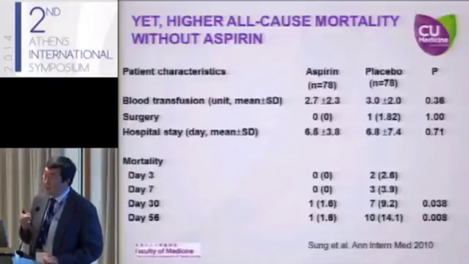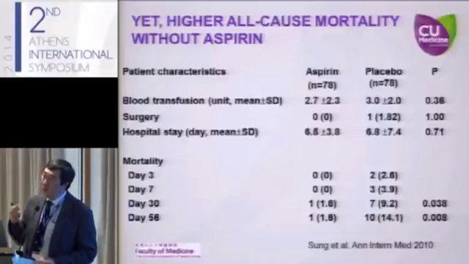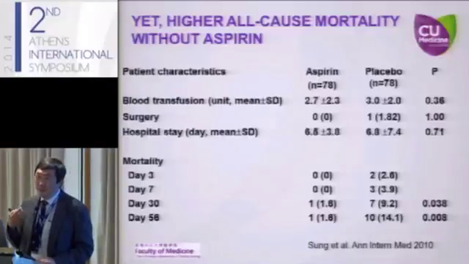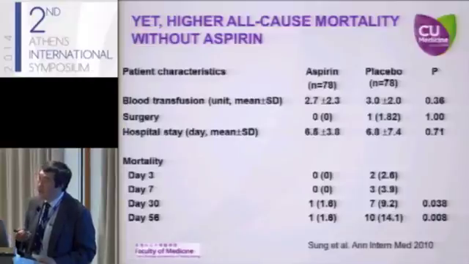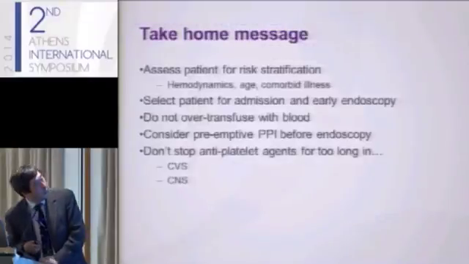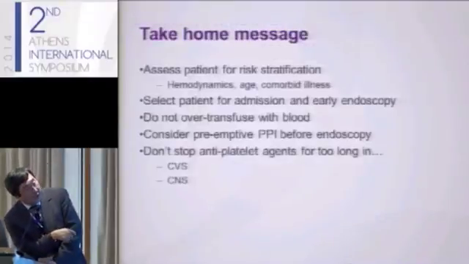So I think the message of this study is that we should see the patient as a whole. Gastroenterologists tend to focus too much on the bleeding, whether it is under control. So the bleeding is controlled, but the patient dies of cardiovascular disease. In high-risk patients, we should resume the antiplatelet agents as soon as possible in order to save lives.